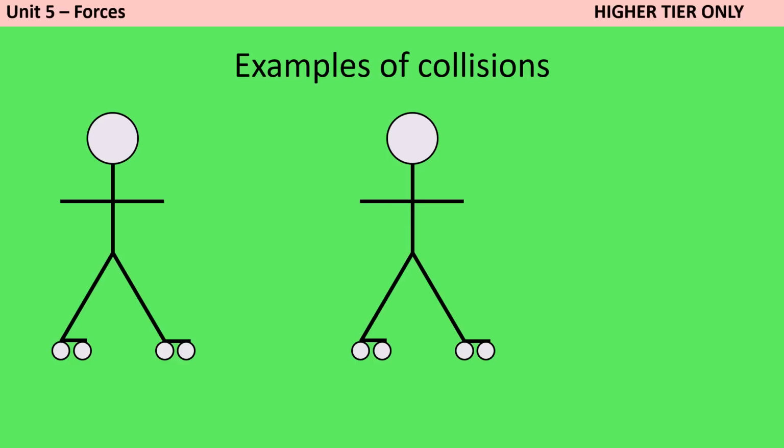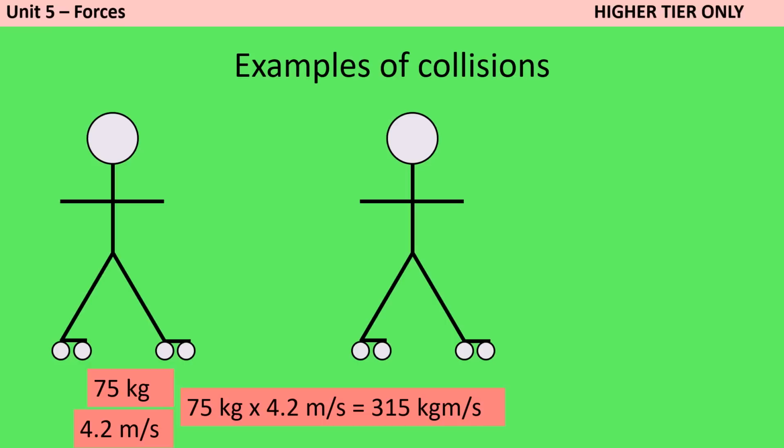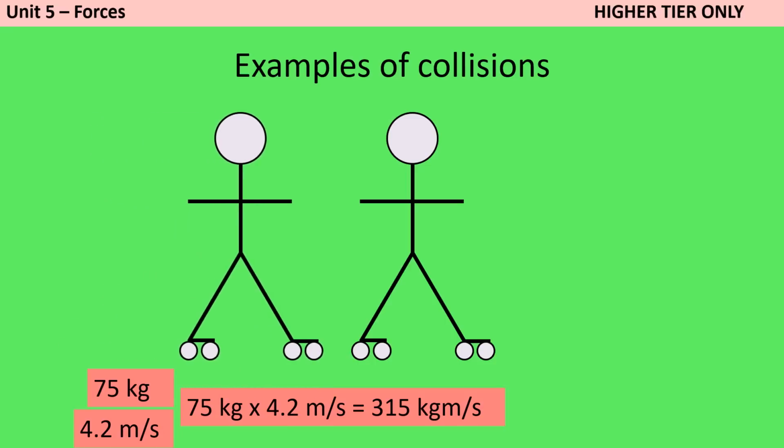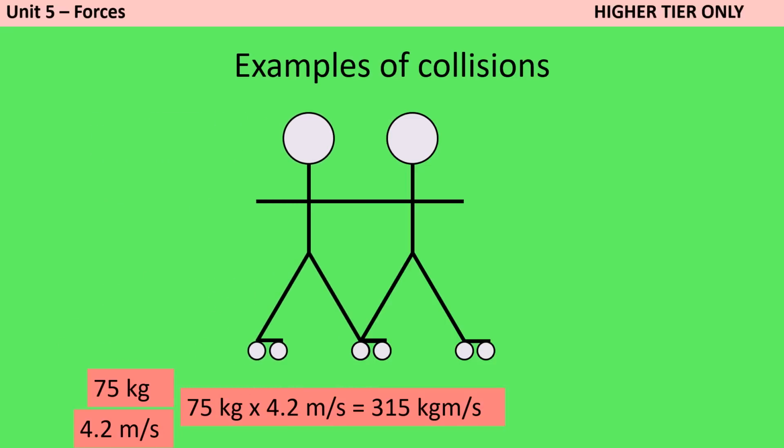So let's look at an example of a collision where one roller skater bangs into another one. If I know that my first roller skater has a mass of 75 kilograms and a velocity of 4.2 meters per second, then I can calculate that initially her momentum is 315 kilogram meters per second. Now, when she collides with the other roller skater, that same amount of momentum needs to be split between the two of them. In other words, they're not going to stop dead, they're both going to carry on moving.